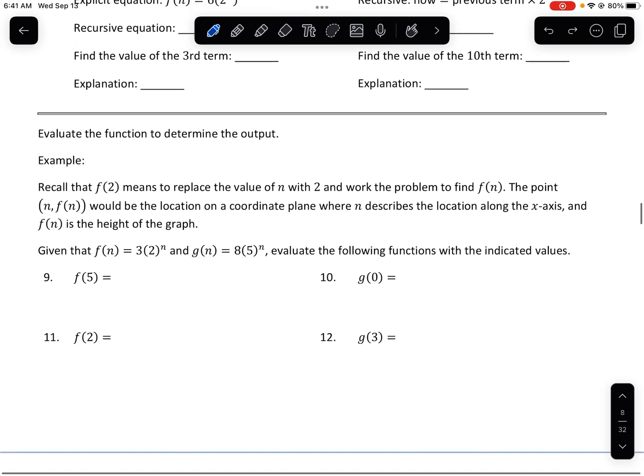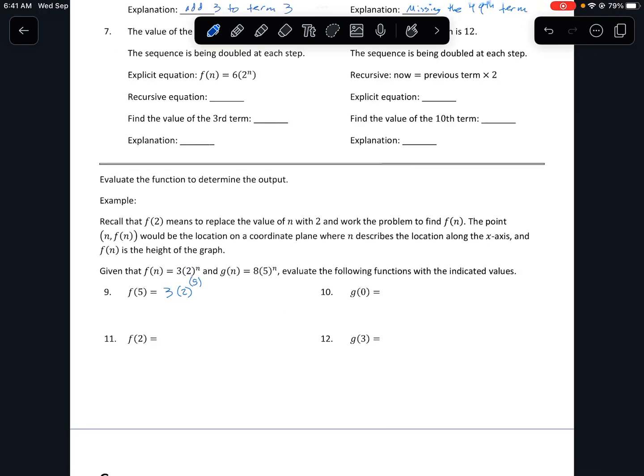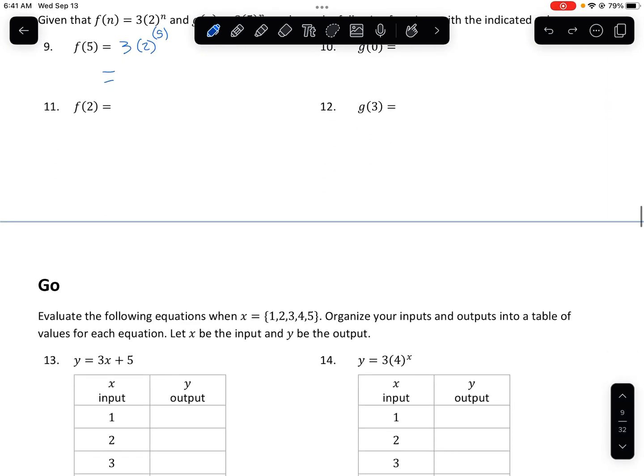And then the section down here, we've been working on this. You need to get f of 5. Here's our function. So you're going to put, let me zoom in. So you're going to do 3 times 2 to the 5th power. You plug that in, you get an answer from it, and you write it down. So it's going to equal something. You use a calculator, it's awfully handy for things like that.